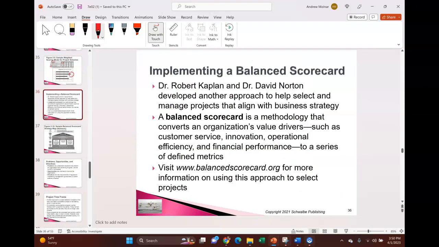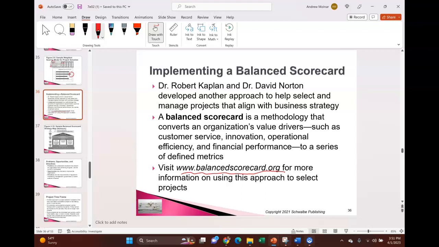Okay. Balanced scorecard. Like I said, this is a product of Harvard, and there's a lot of good information at balancedscorecard.org. But it ties together your corporate vision with productivity.